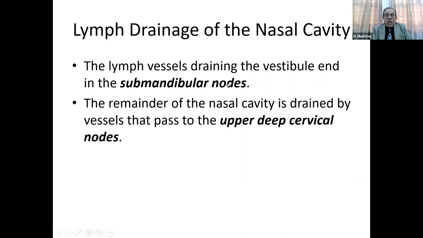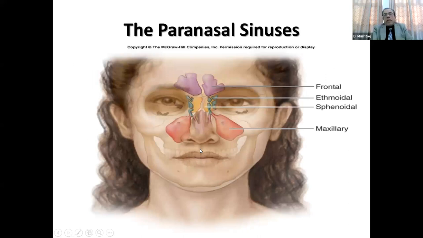Lymphatic drainage of the nasal cavity is mainly to the submandibular lymph nodes and deep cervical lymph nodes, while some of it drains posteriorly to the retropharyngeal lymph nodes. Now we start with the anatomy of the paranasal sinuses.